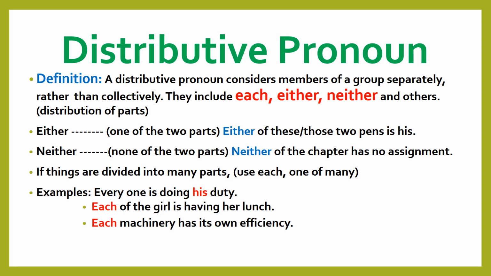And distributive pronouns have words like each, either, some people say it either, neither, some people say it neither, and they are used as the distributive pronouns. Like here we have the example, either, one of the two. When you are using either or either, you are asking about two things.